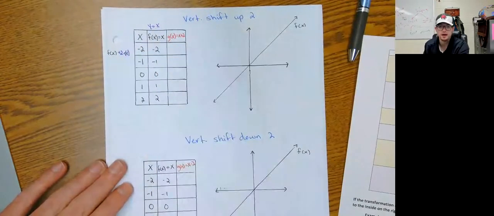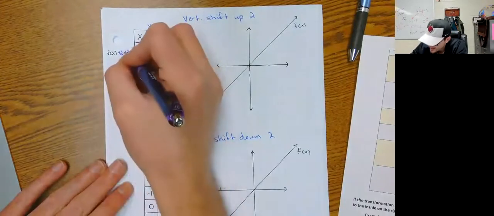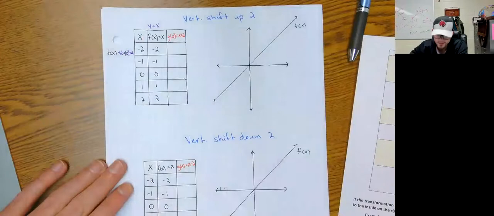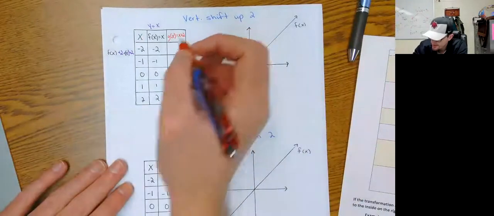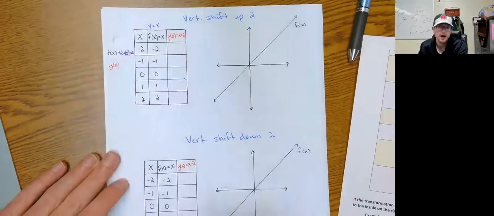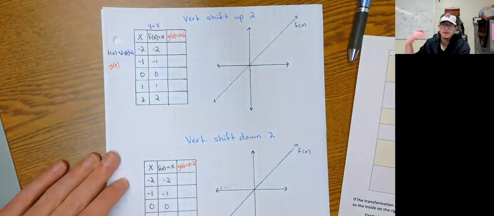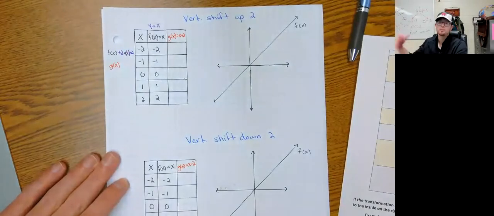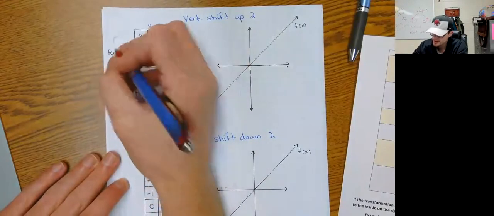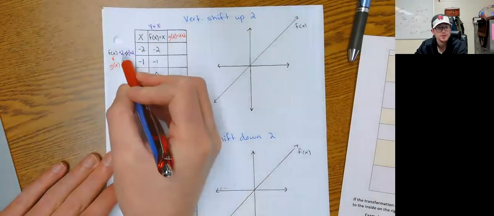Or you can think about it this way: put parentheses around everything that is on the right side of the equal sign. And then I add 2 to it. Well, I now end up with g of x because I've transformed the function. It's kind of like in geometry where you had your original point P and then you transformed it and you got P prime, right? We went from f of x and changed it to g of x with a vertical shift up 2.